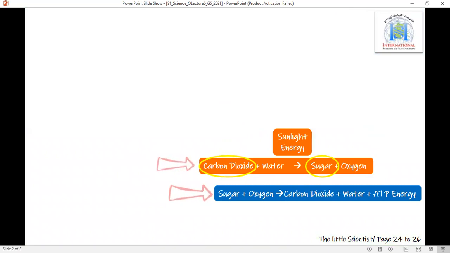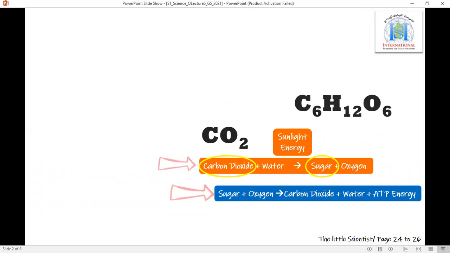Let's see their chemical formulas. CO2 is carbon dioxide, C6H12O6 is the formula of the glucose. Can you see the C symbol right here? It's the symbol for carbon. Also, the C symbol in carbon dioxide, it is the symbol for carbon.